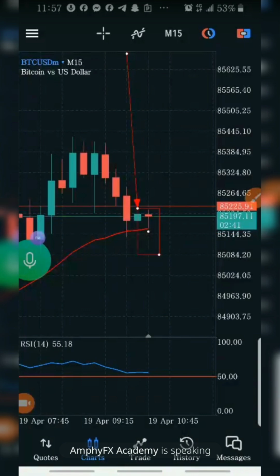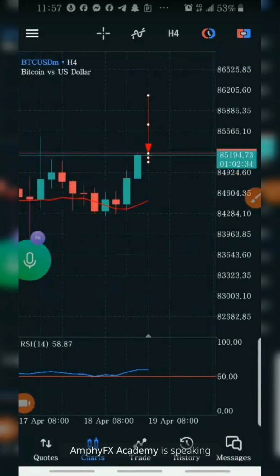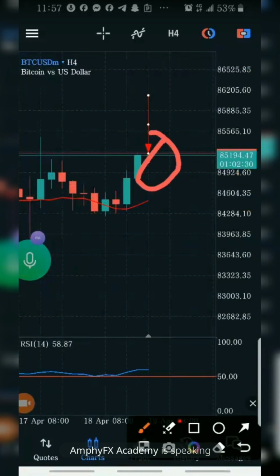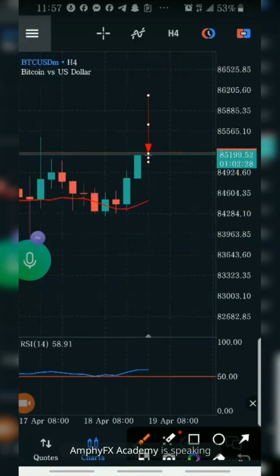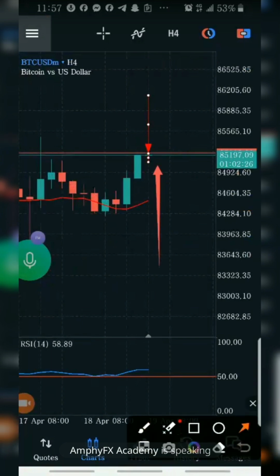Now, for example, if I switch to the 4 hour time frame, you can see even inside this, several candlesticks. How many 1 hour candlesticks will be inside a 4 hour candlestick? 4 candlesticks. 4. All right. Now let me mark this out and show you.